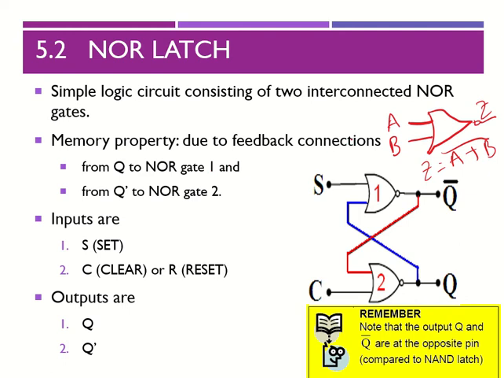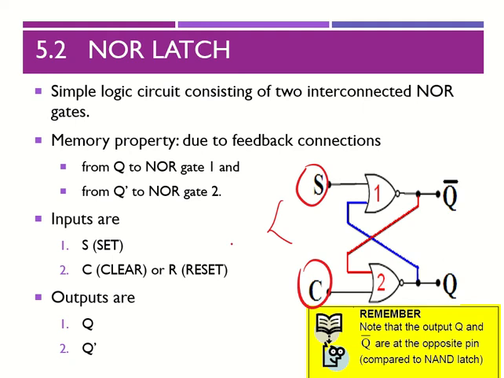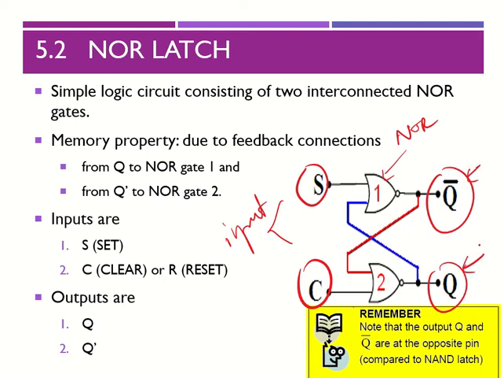So for the NOR latch, you're going to have S and R as the two inputs. So this is your NOR gate, and also you're going to have an output. If you look properly over here, there will be a Q bar and then Q. This is different from your NAND latch. In the NAND latch, you have Q over here and Q bar over here. For the NOR latch, you're going to have Q bar on top and Q at the bottom.